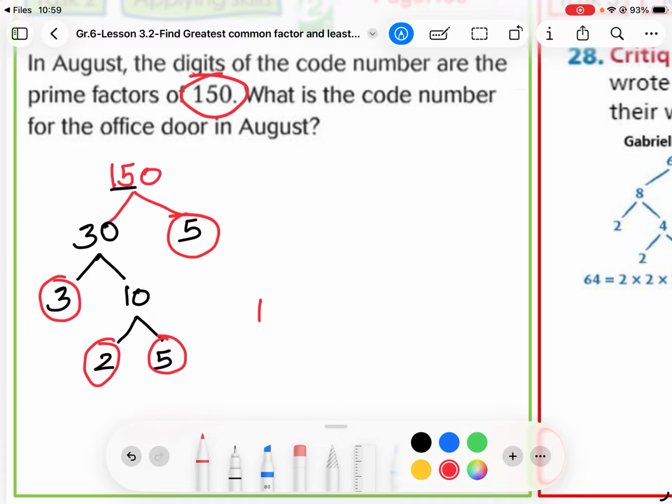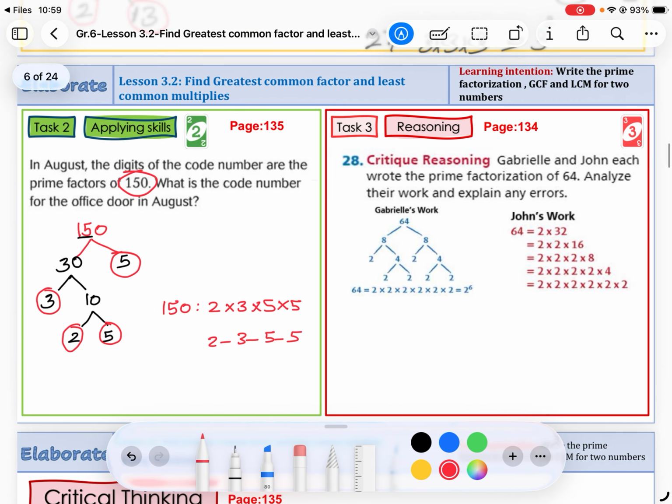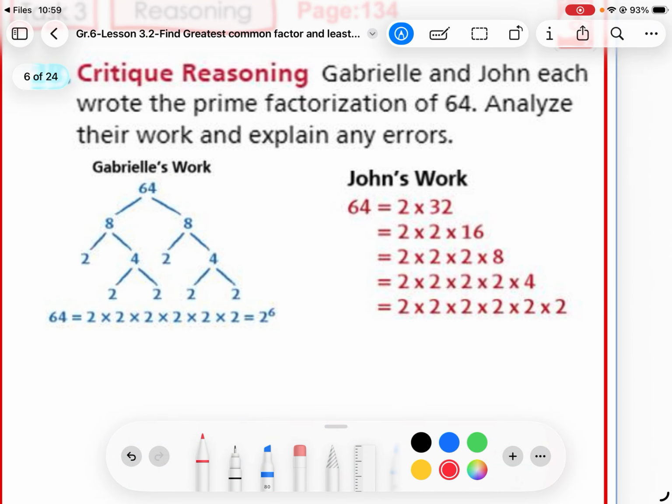So the code for the 150 will be, from least to greatest, 2 times 3 times 5 times 5. So the code to open the safe, or the code for the door, is 2, 3, 5, 5. That's the password. Okay, guys? Yeah, so this question was a nice puzzle, so you guys can enjoy while solving it.